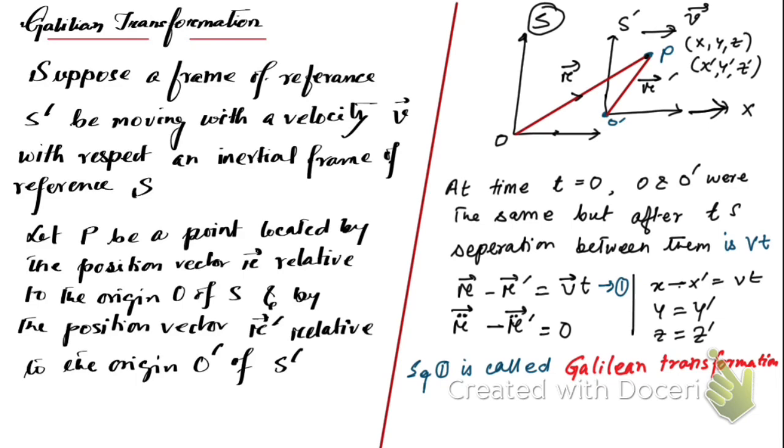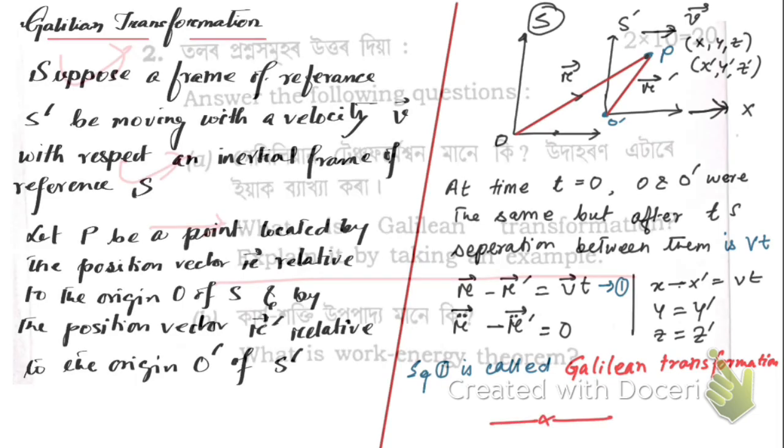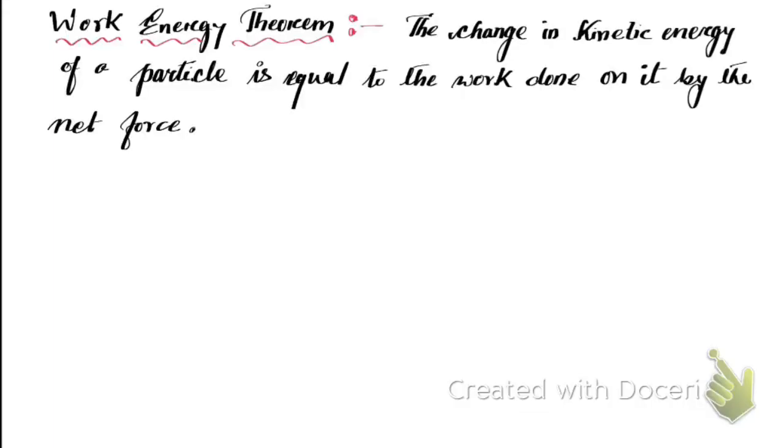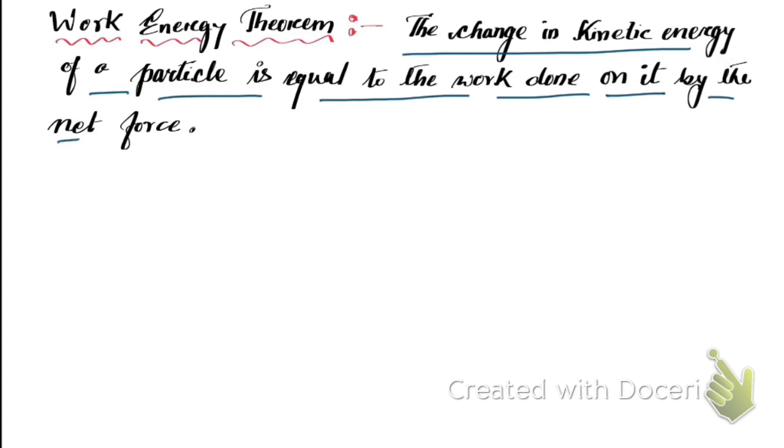Now let's move on to the next question. Our next question is 2b: What is the work energy theorem? Let me explain the work energy theorem. According to the work energy theorem, the change in kinetic energy of a particle is equal to the work done on it by the net force. This is called the work energy theorem.